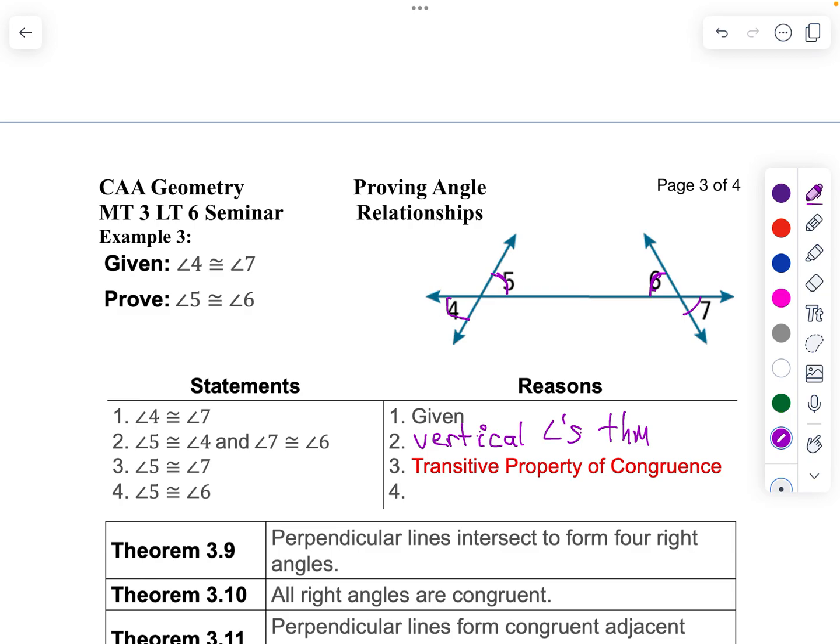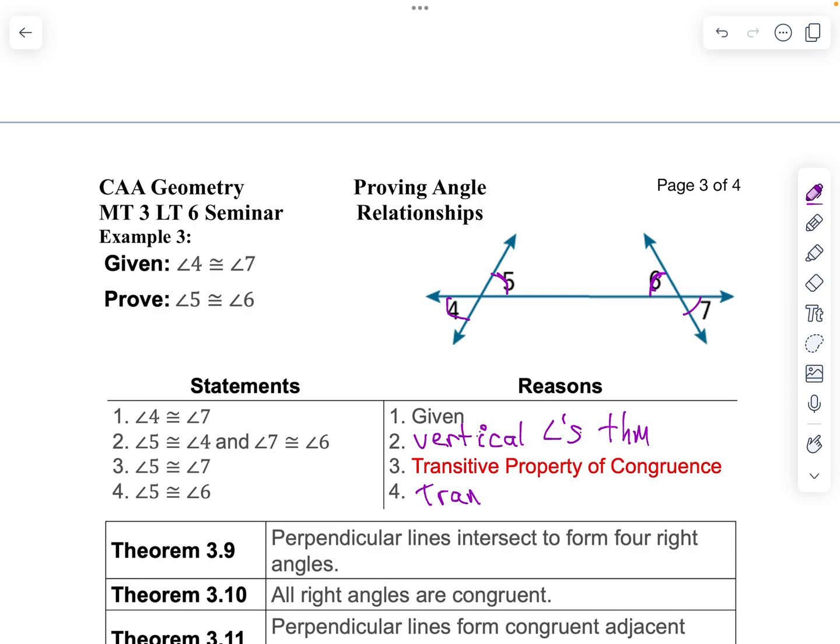Now notice everything's congruent. So now we're going to say, since we know angle 4 is congruent to angle 7, and angle 7 is congruent to angle 6, and angle 5 is congruent to angle 4, angle 5 is congruent to angle 7 by the transitive property. Therefore, since we know angle 5 is congruent to angle 7 and angle 7 is congruent to angle 6, we could say angle 5 is congruent to angle 6, also by the transitive property.